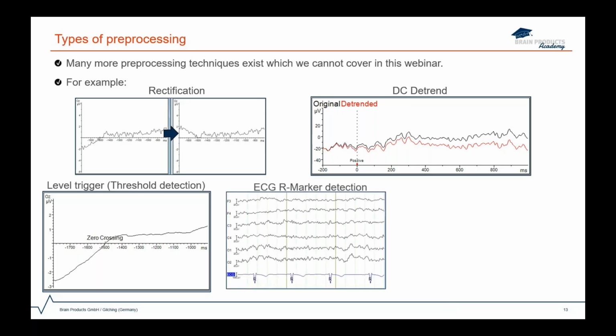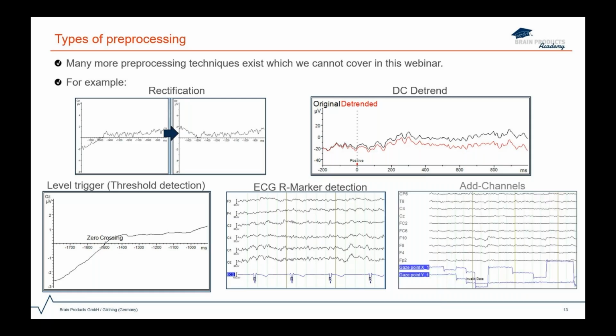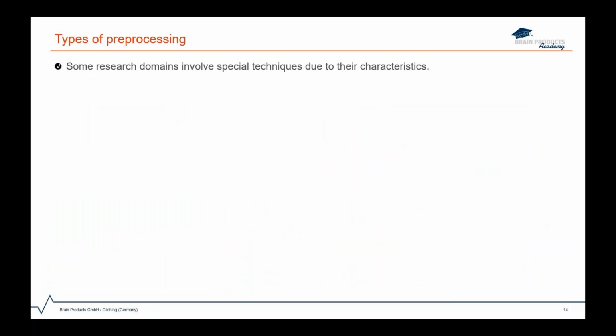or electrocardiogram R marker detection, where the analyzer will find the R peaks of the electrocardiogram and set an R marker there, which can then be used for different purposes. Add channels will allow us to introduce data from different measurements, for example, from eye tracking that we can see here, but you can find more information about this kind of transformation in our webinar channel.